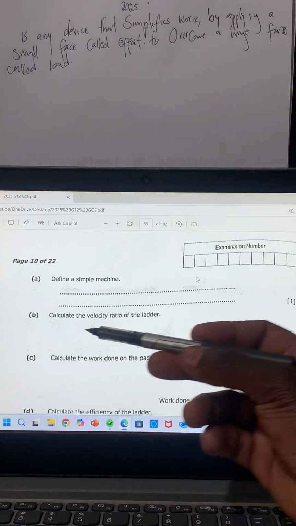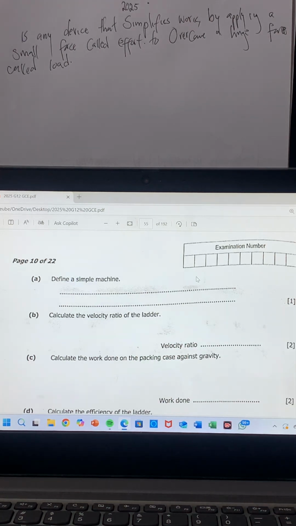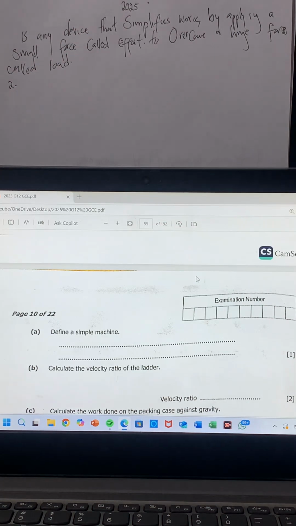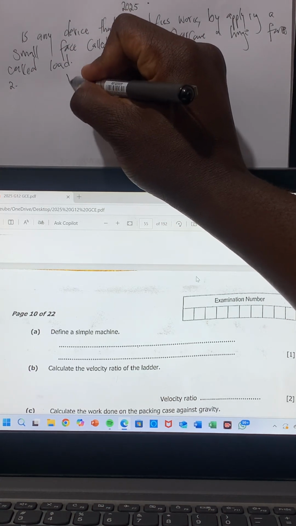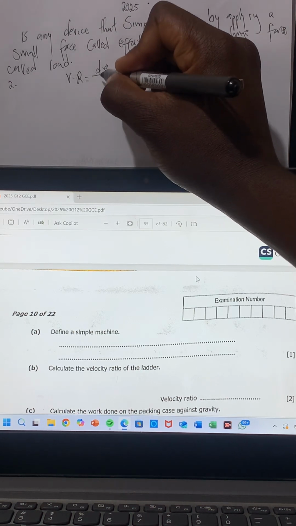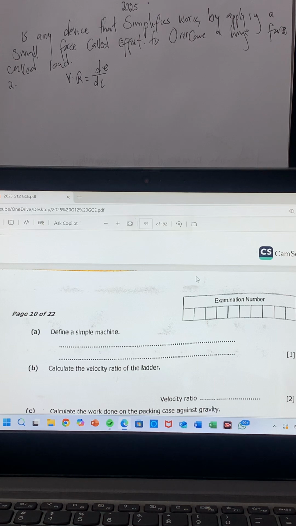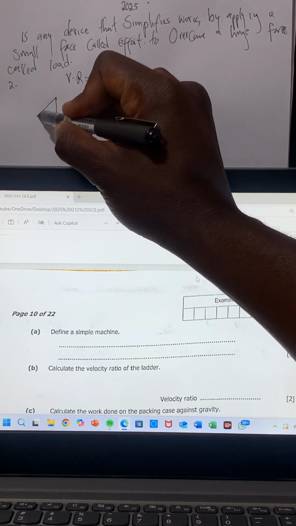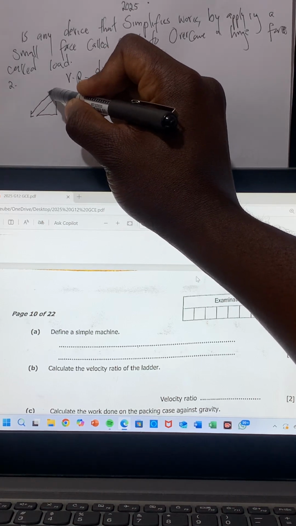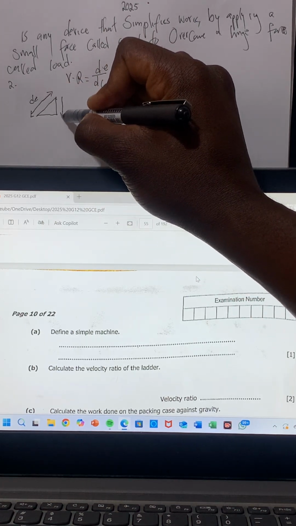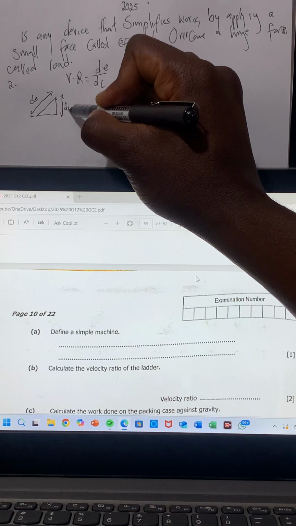The next question is saying calculate the velocity ratio of the ladder. To calculate the velocity ratio, the formula is velocity ratio equals distance moved by the effort over distance moved by the load. When it comes to a simple machine, this is the inclined plane. This distance you see here is called the distance moved by the effort, and the height here is called the distance moved by the load.